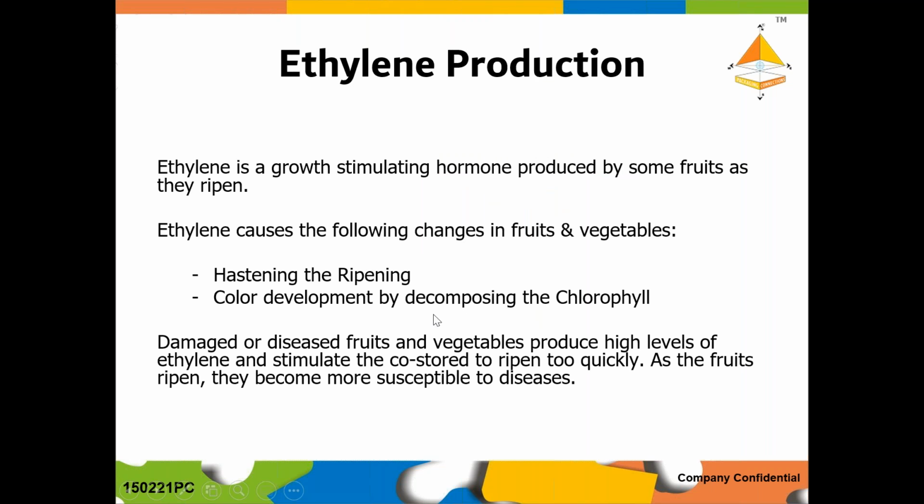Fruits and vegetables are also producing ethylene. Ethylene is a growth-stimulating hormone produced by some fruits as they ripen. And ethylene basically hastens the ripening, and there is also color development. Damaged and diseased fruits and vegetables produce high levels of ethylene.